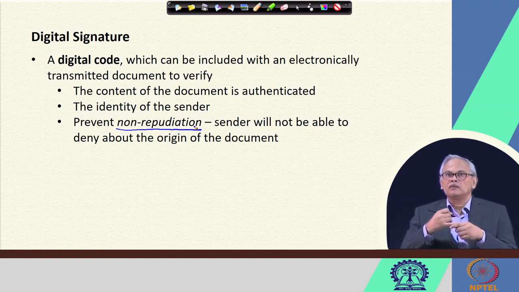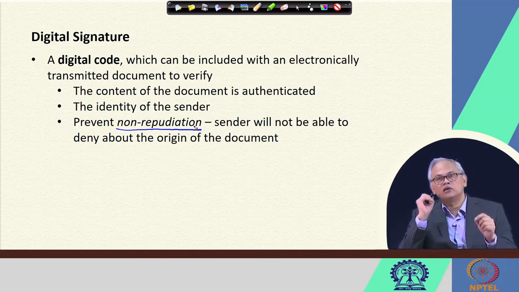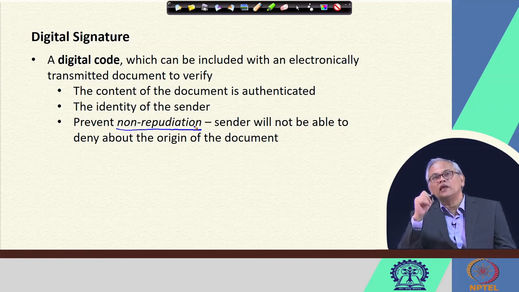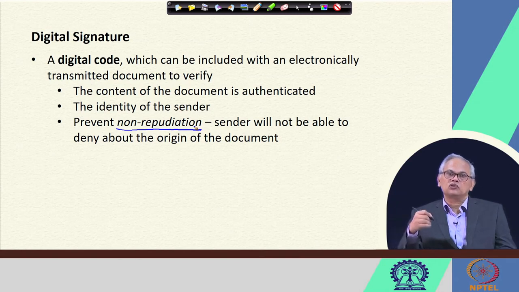The second is that the content is authenticated, means it was indeed sent by A. There was no way that anybody else could have sent it. So, the identity of the sender will be ascertained by means of public key cryptography. We will see how to do it, and also once B gets it, it will show that it has been sent by A. So, later on A cannot deny that they did not send it. That is very important in many situations.